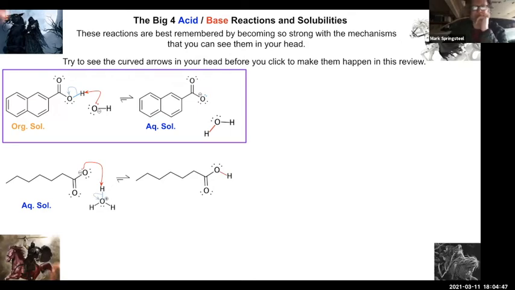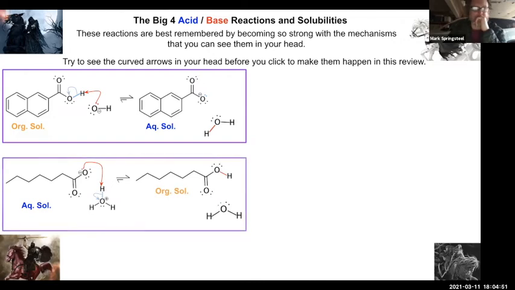Organic. Organic soluble, so it'll go into the organic layer. Nice, right? What about this guy? What do you think he is, this ammonium? Do you think he's got a lot of organic there, but he's got a positive charge? Do you think he's more organic or aqueous soluble? Aqueous. There we go.